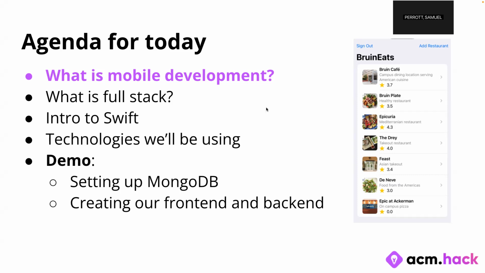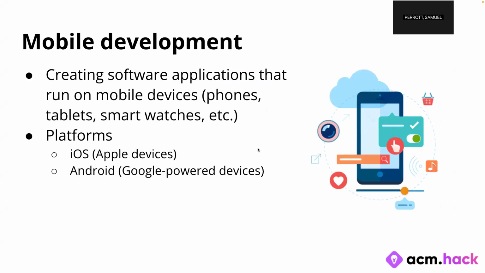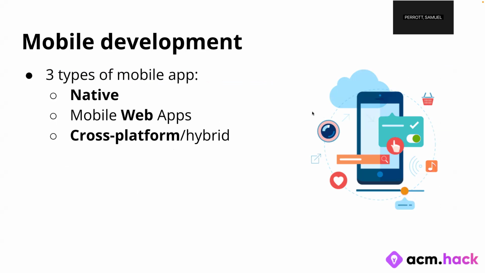Okay, sounds good. So first, let's go over a brief intro, giving some motivation for what mobile development in full stack is. So mobile development is creating software applications that run on mobile devices like phones, tablets, and smartwatches. And they run on different platforms, including iOS, which are Apple devices, and also Android, which are Google-powered devices. And there are 3 different types of mobile development: native, mobile web apps, and cross-platform and hybrid apps. And we'll talk a little bit more about what each of these mean and which type we're going to be developing in our workshop series.